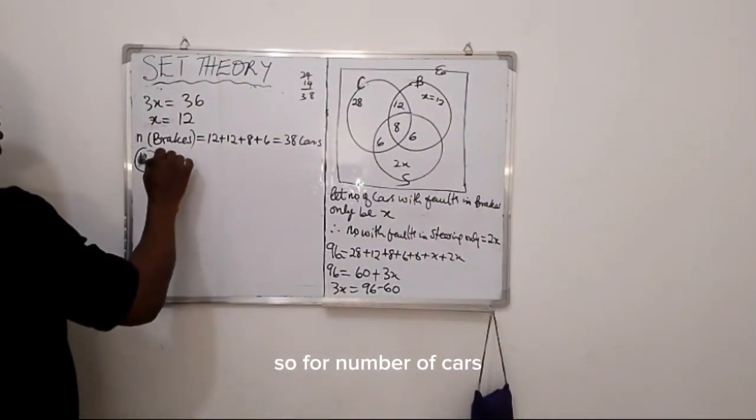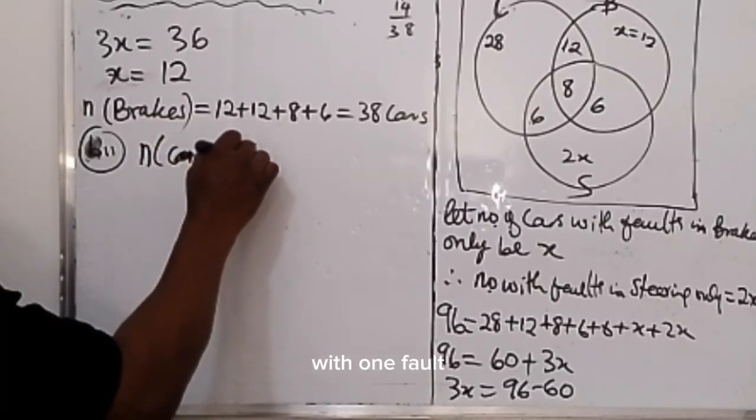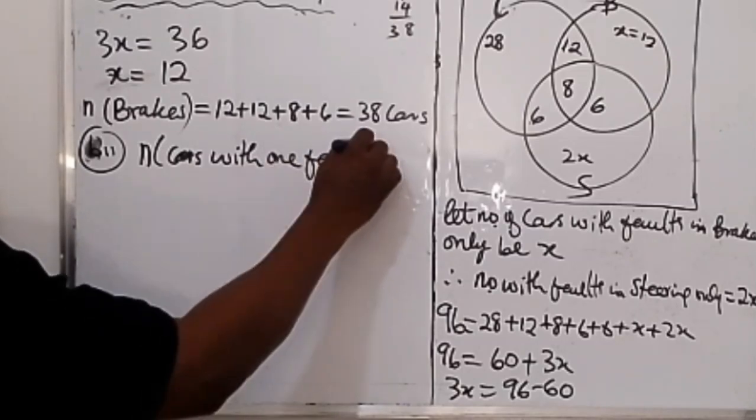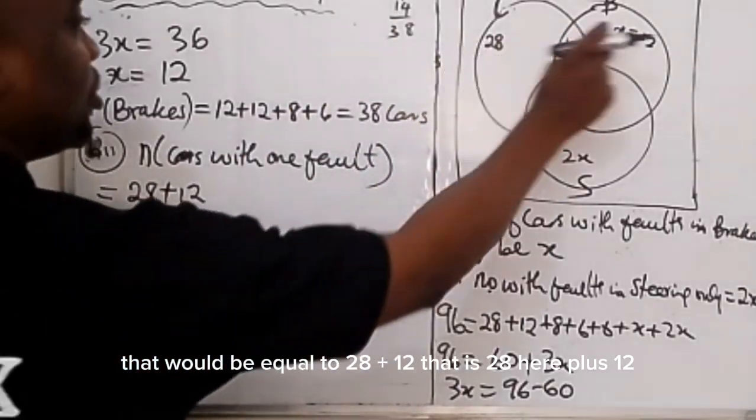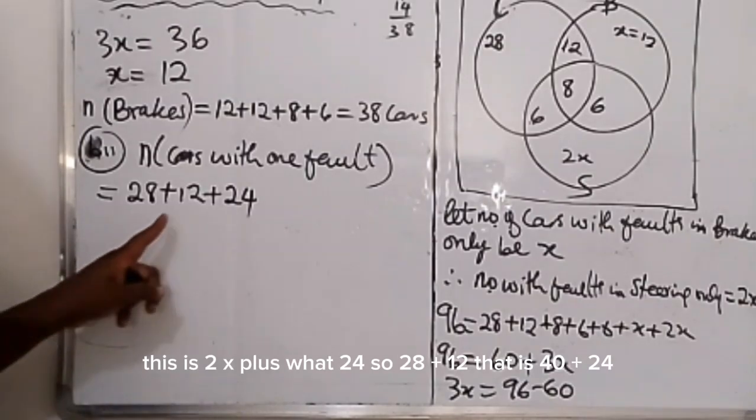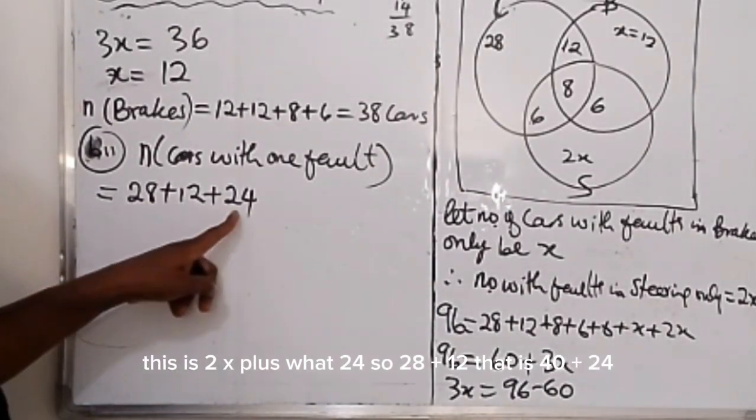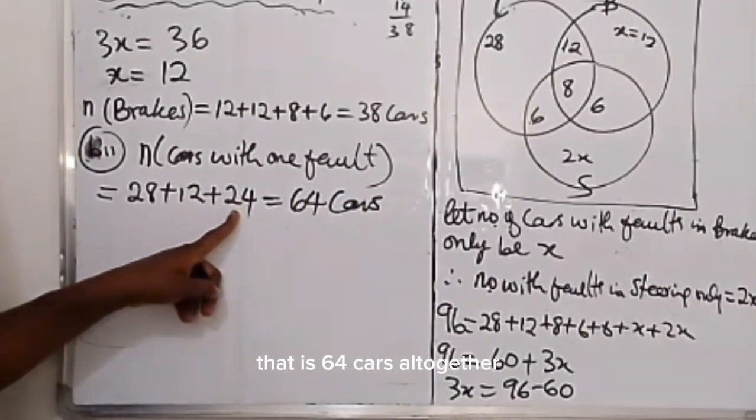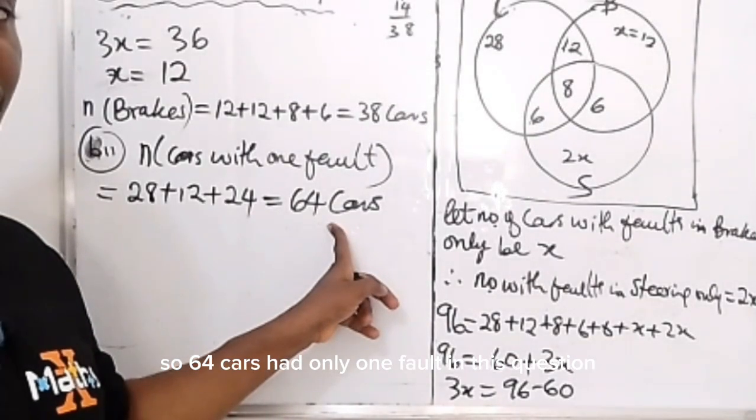So for the number of cars with one fault, that will be equal to 28 plus 12. That is 28 here plus 12. This is 2x, which is 24. So 28 plus 12 is 40, plus 24, that is 64 cars altogether. So 64 cars had only one fault in this question.